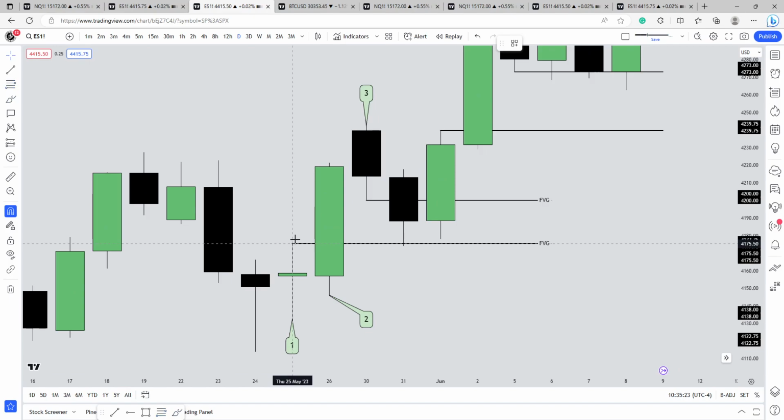You could either draw it from the high of candle number 1 to the low of candle number 3, or from the low of candle number 3 to the high of candle number 1. It doesn't matter which way you draw it, because either way, it's going to come out to be the 50% point. So I'm going to draw it from either of those points, right? Candle number 1 to candle number 3. The midpoint, or the consequent encroachment, is that 0.5 level.